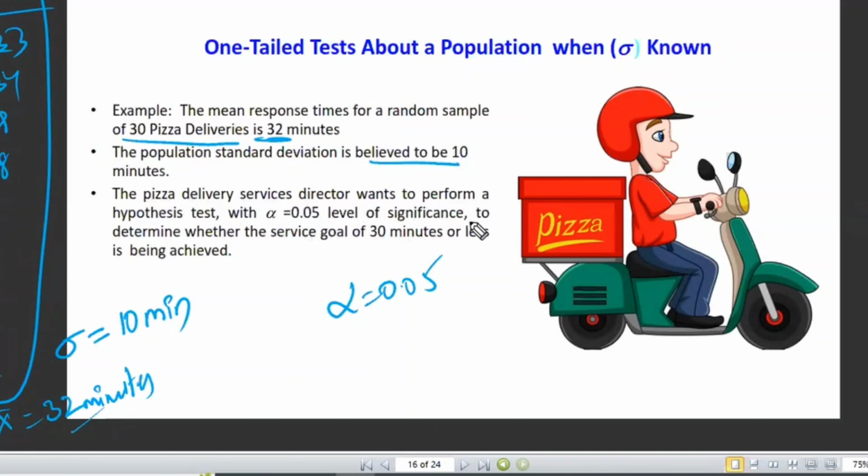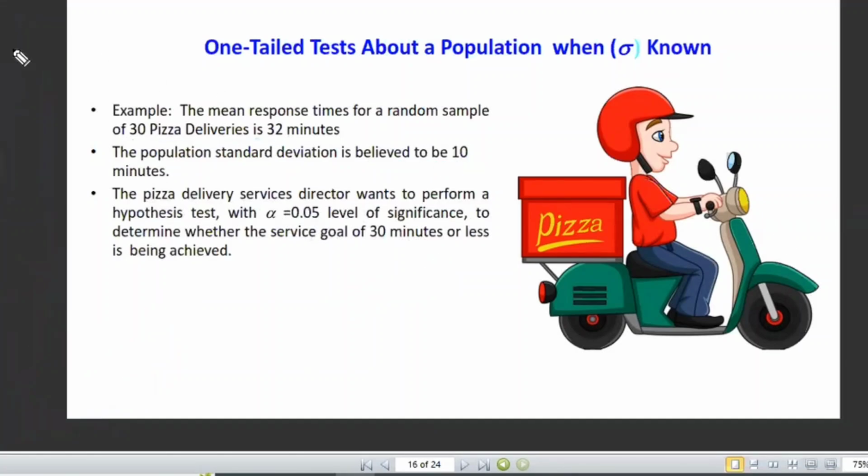This is to check whether a service goal of less than 30 minutes is being achieved or not. This is the question. Now, first, what are the steps we have to do? What is the first step? First, formulate the H0 and H1. What is the H0? Mu is less than or equal to 30 minutes. No action to be taken. If mu is greater than 30 minutes, action to be taken.